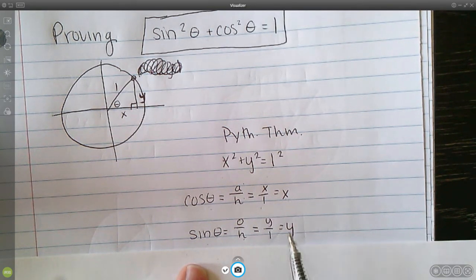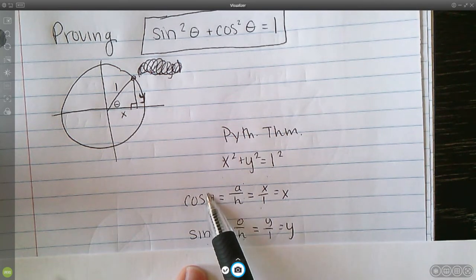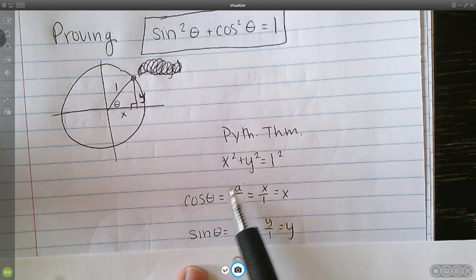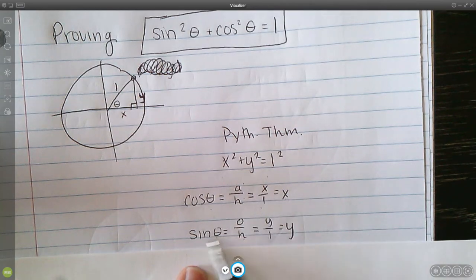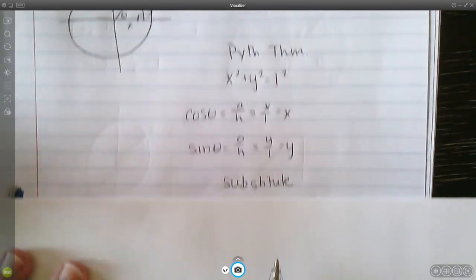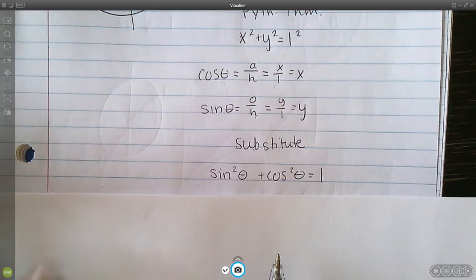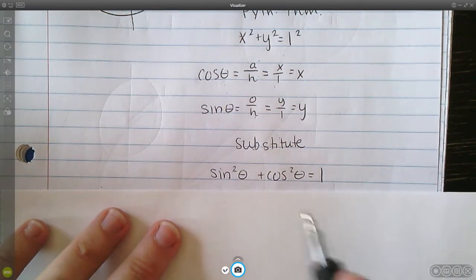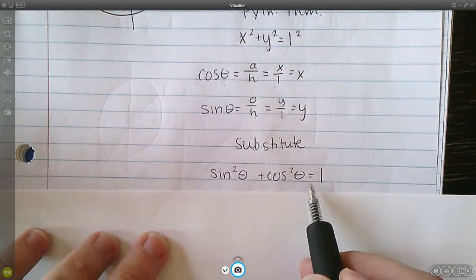So now, instead of putting an x here, we can put cosine theta. And instead of putting a y here, we can put sine theta. So we're just going to use substitution. And there is our first proof of an identity. So this one, make sure you have it written down.